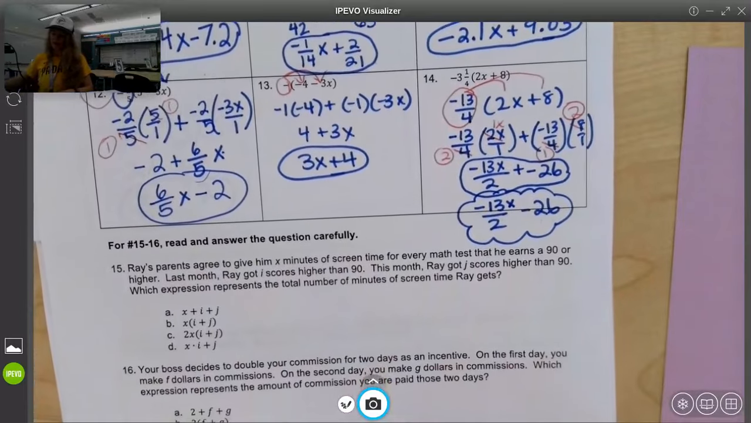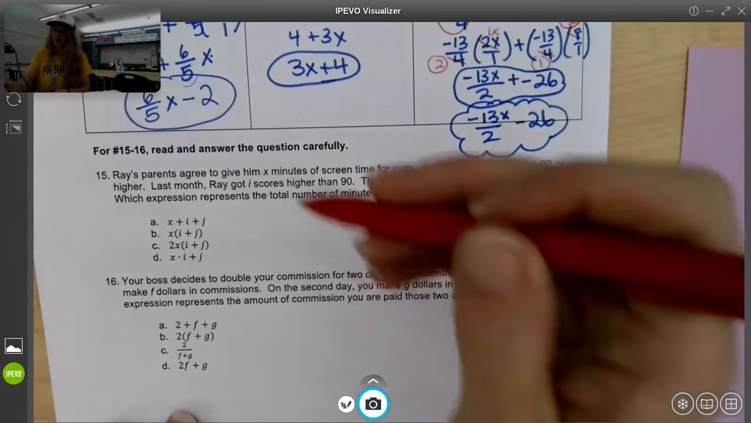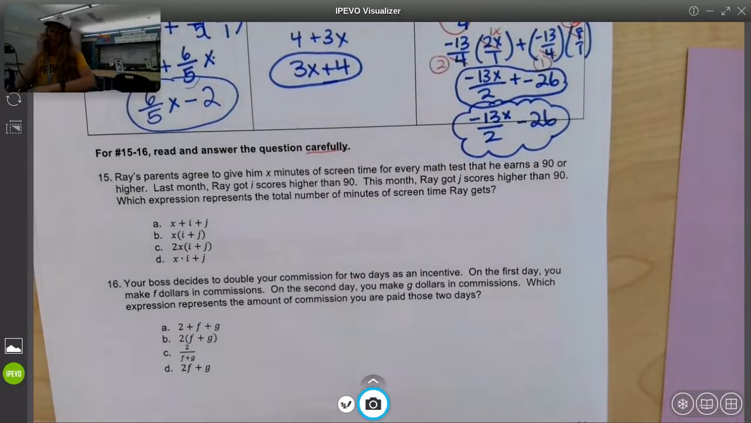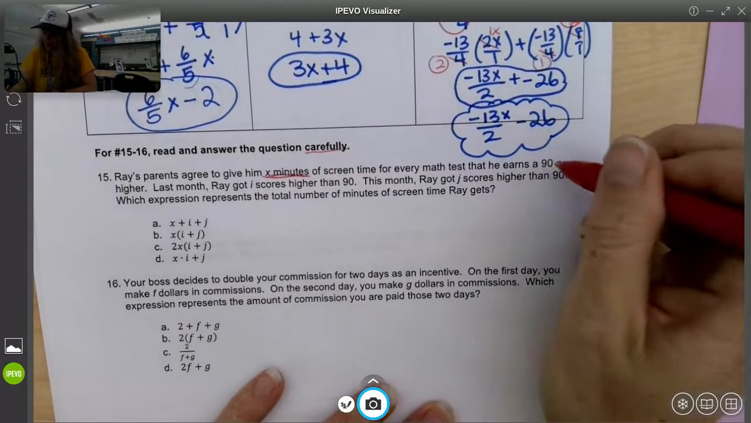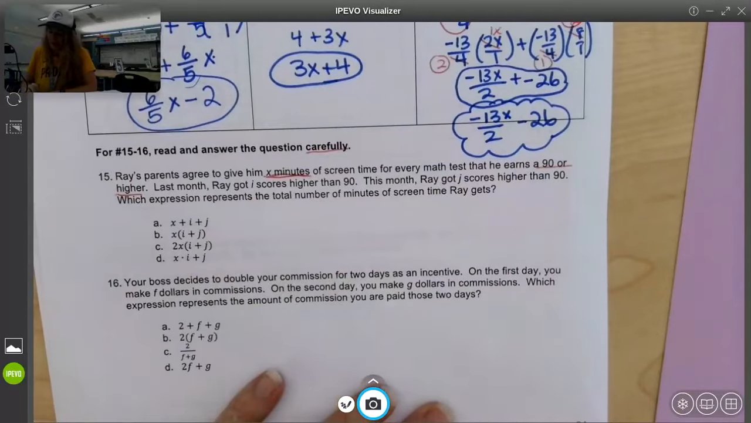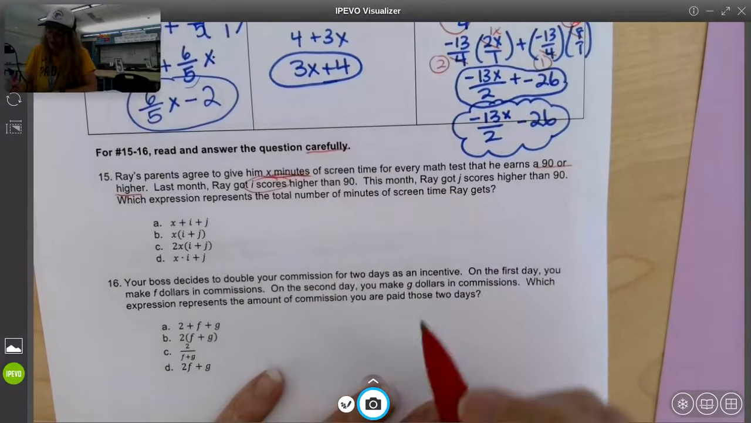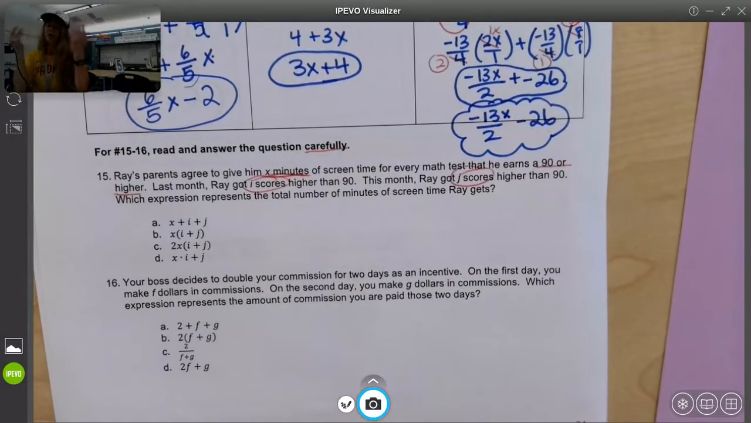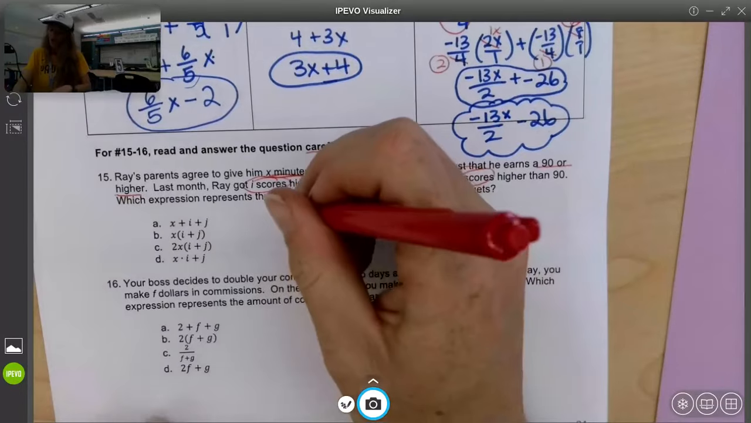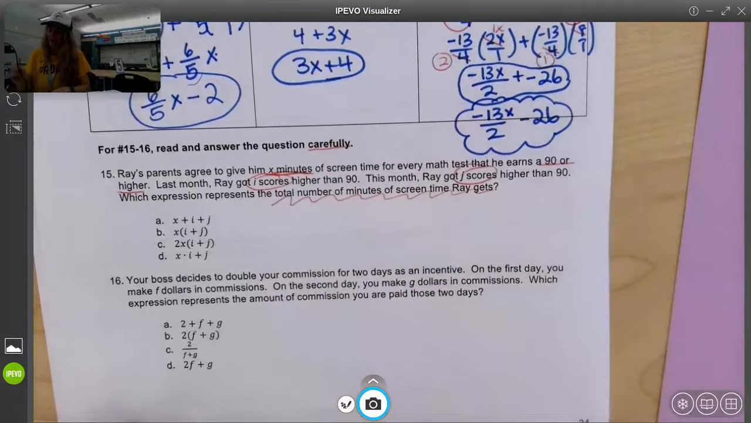Let's take a look at our next two word problems. Read and answer the question carefully. So Ray's parents agree to give him X minutes of screen time for every math test he earns a 90 or higher. Last month, Ray got I scores higher than 90, and this month, Ray got J scores higher than 90. Which expression represents the total number of minutes of screen time Ray gets?